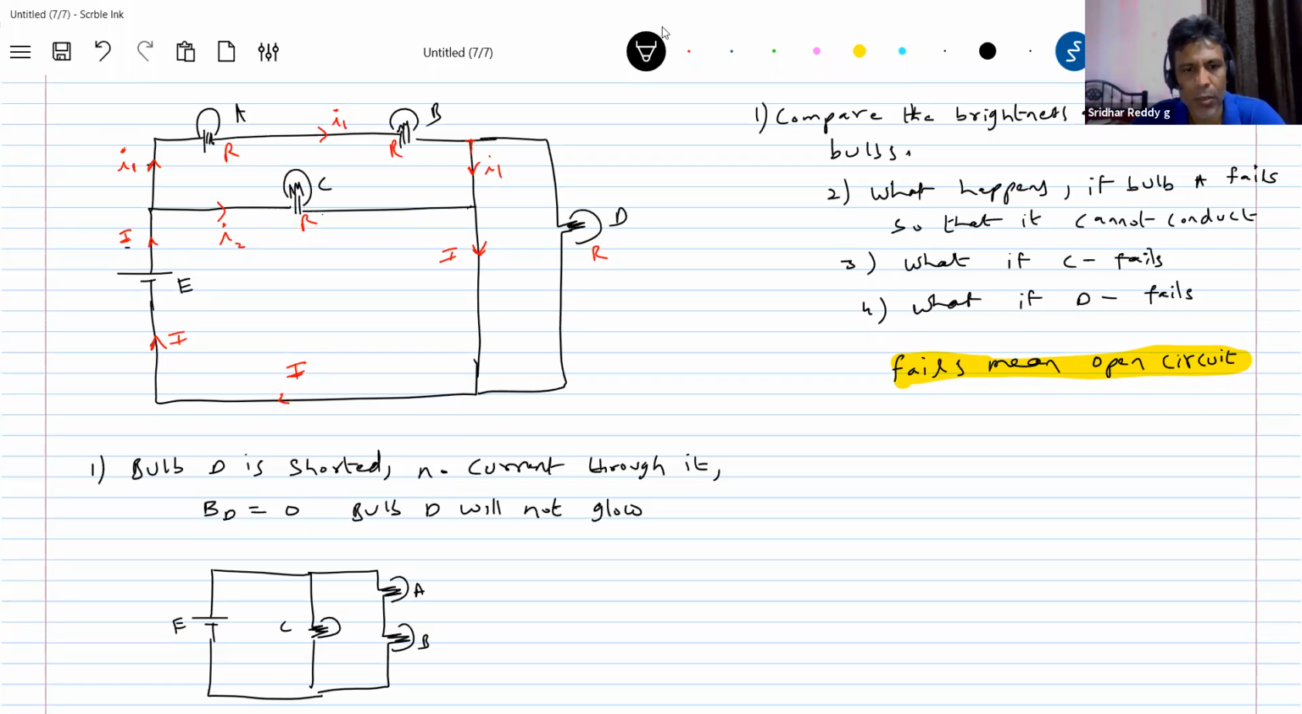So what is the drop? Drop here will be E by 2. The drop here will be E by 2. Any formula for this? Potential difference formula?